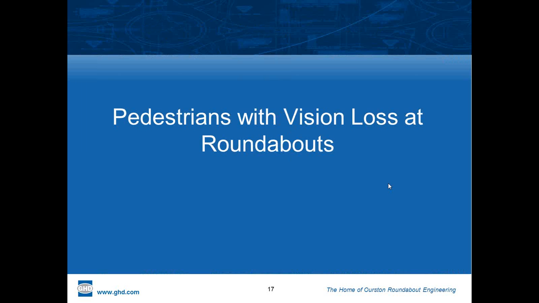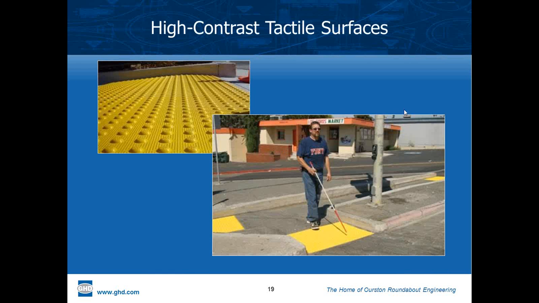Pedestrians with vision loss at roundabouts, probably a lightning rod issue with roundabouts, and certainly there have been a lot of discussions. There have even been lawsuits. In Michigan, there was a lawsuit by an attorney who was blind. He went after Oakland County for a 2- and 3-lane roundabout that he might never cross at, but he felt it wasn't accessible, and took them to court. And I'll show you a photo of that roundabout and what was installed as a retrofit.